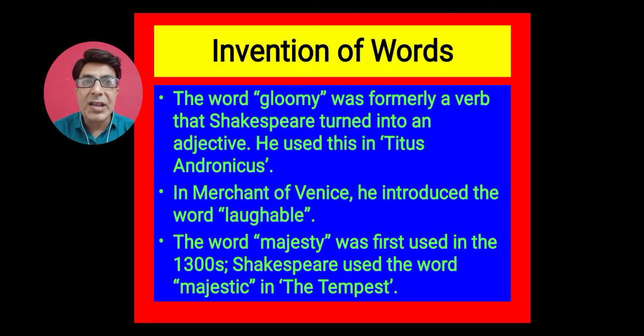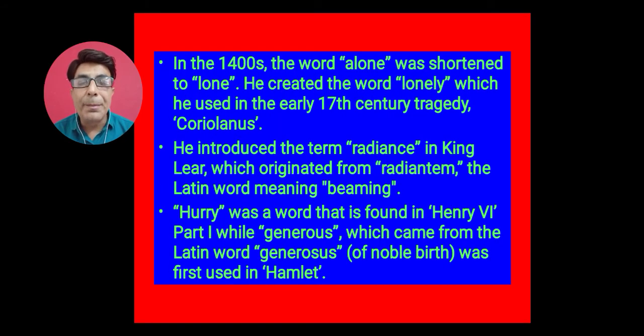The word majesty was actually existing in the 13th century, right? But Shakespeare used this word in a different manner by using the word majestic in his play The Tempest. In the 1400s, the word was actually lone, and he created the word lonely. The existing word was lone, and he made it lonely and made it popular during the 17th century. He used this word in his play Coriolanus.